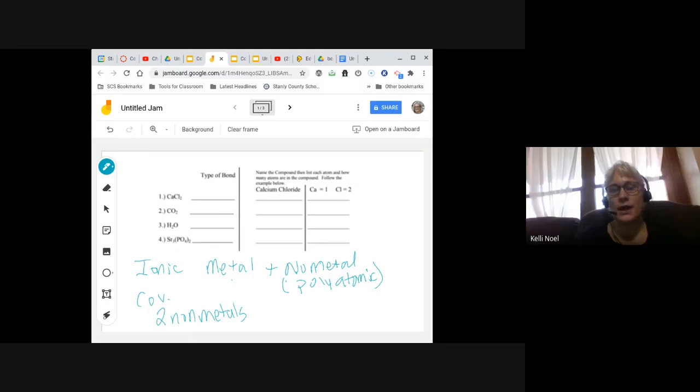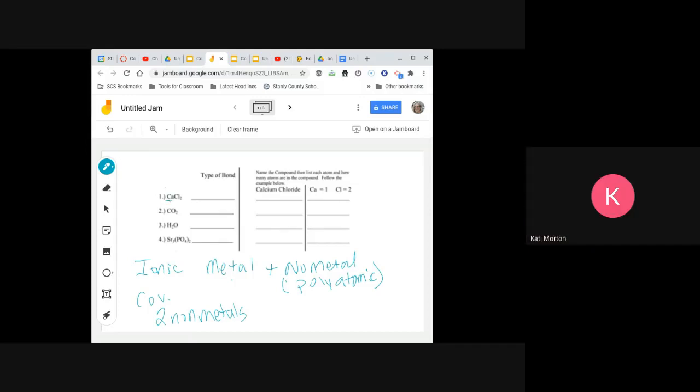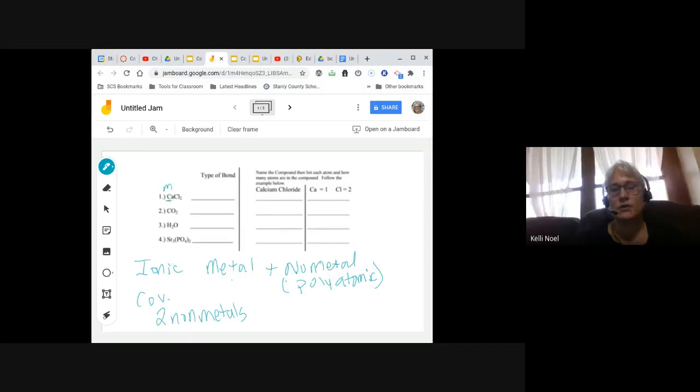So number one, calcium is a metal. Since it's a metal, I know this is ionic, and I can just put an I, or you can write the word ionic. C is carbon, a nonmetal, and O is a nonmetal. So two nonmetals, this is covalent. Water is two nonmetals, it's covalent. Sr is a metal, and then this is a polyatomic here, so this is ionic. So that's how you're going to do that column.